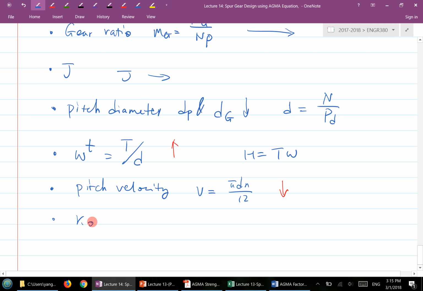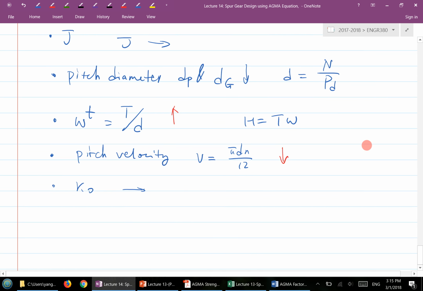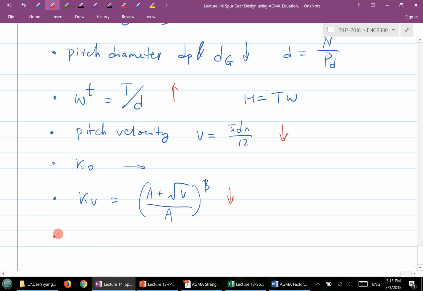And then you have the load factor KO. For this one, there's no effect. It shouldn't be any change. Then the velocity dynamic effect factor KV is related to the pitch line velocity. So if V is decreasing, then KV will decrease.